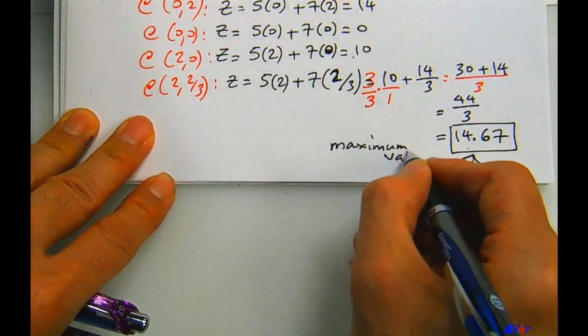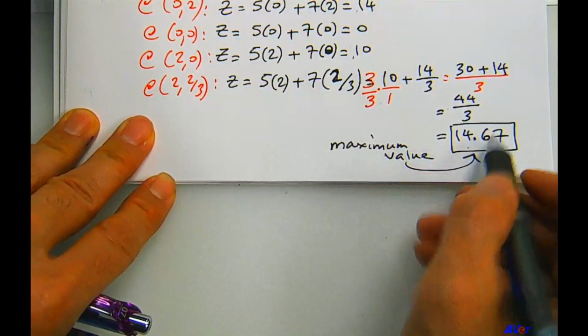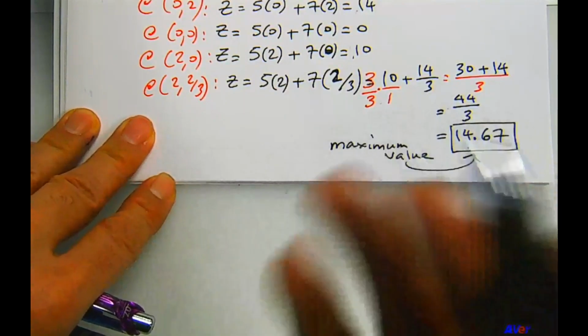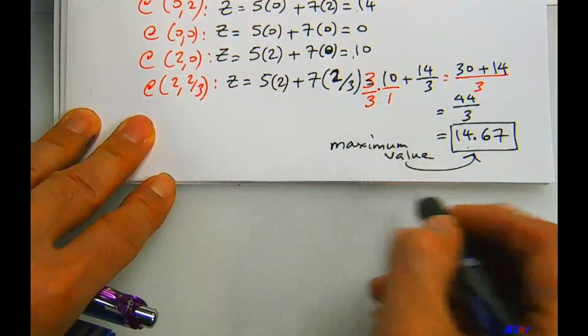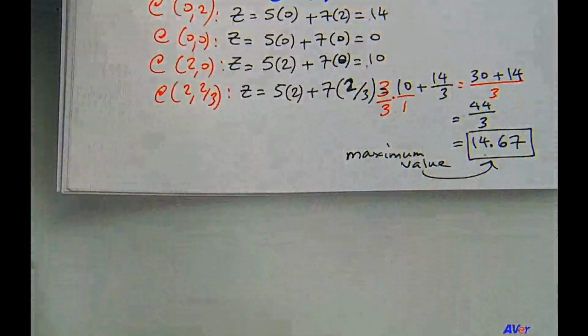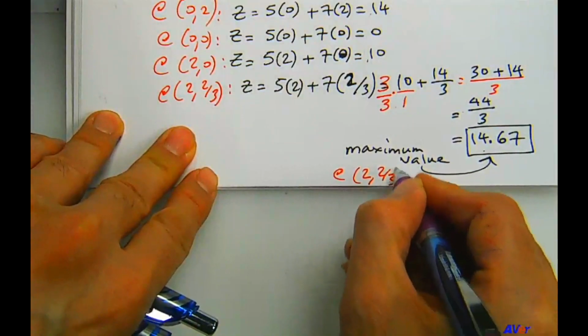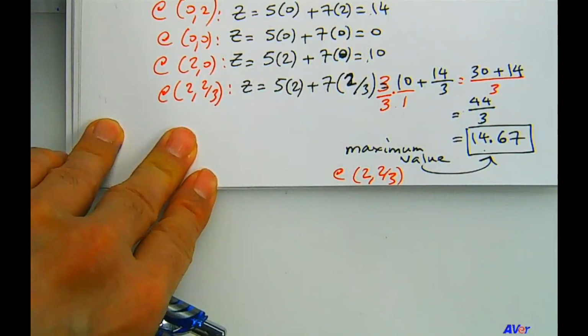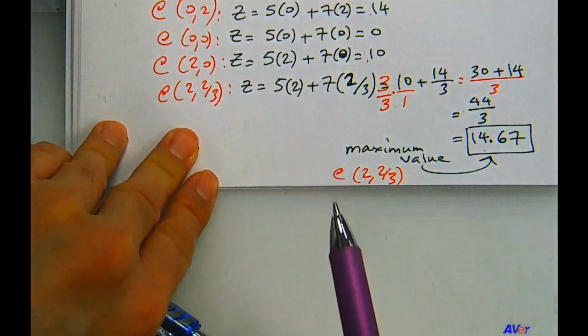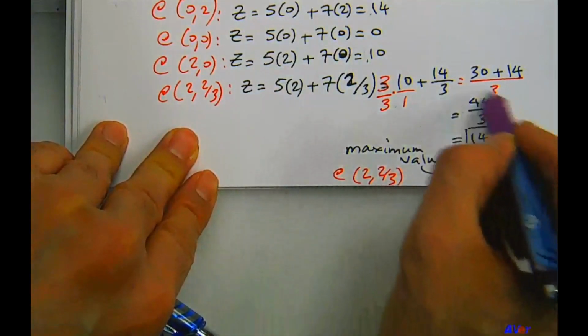So maximum value is 14.67, or 44 over 3 to be exact, and that happens at that point that we found, 2, 2/3. So if they ask us what's the maximum value, we know it's 44/3.